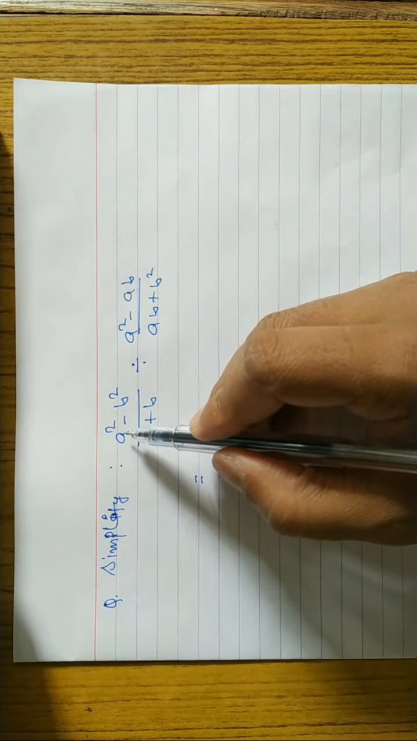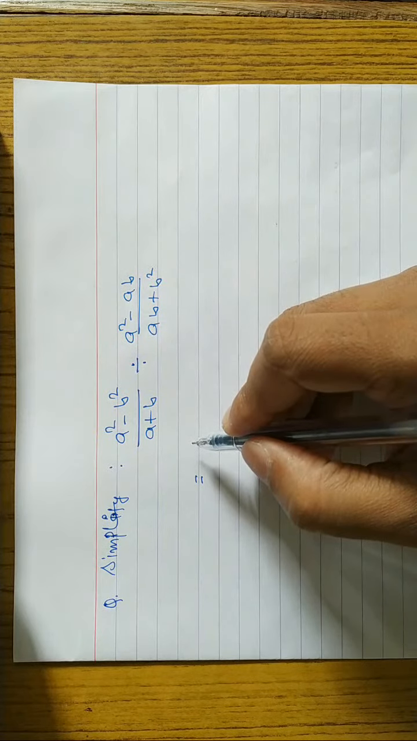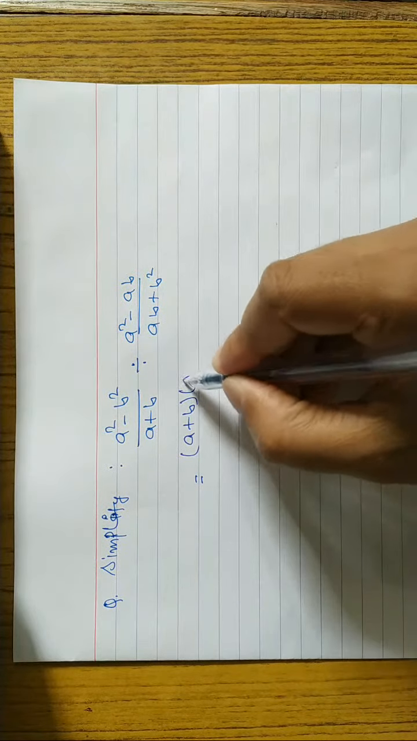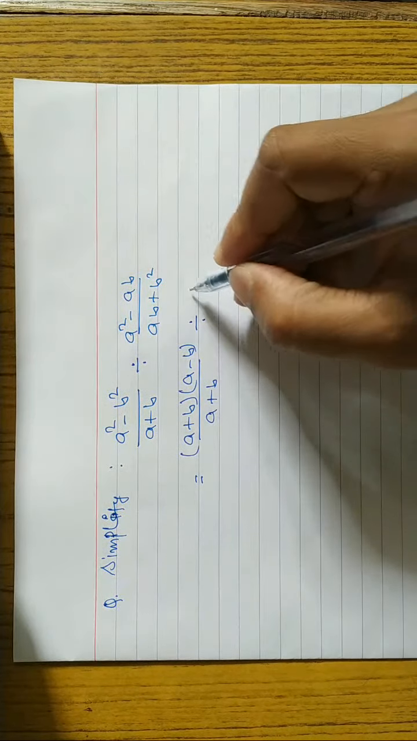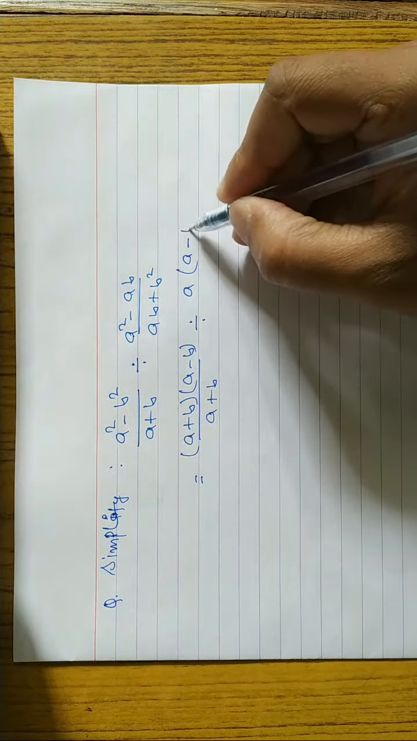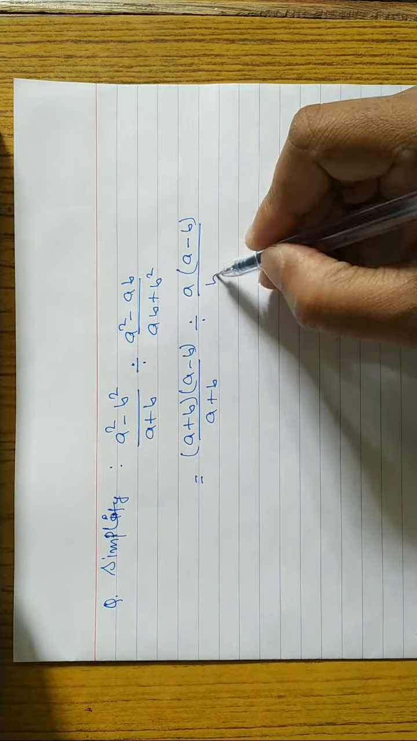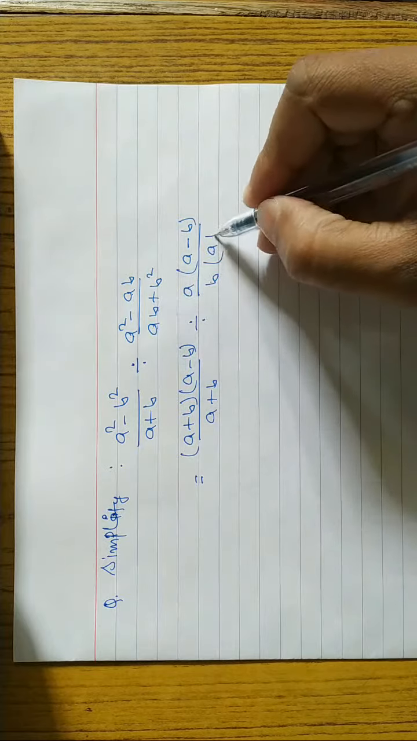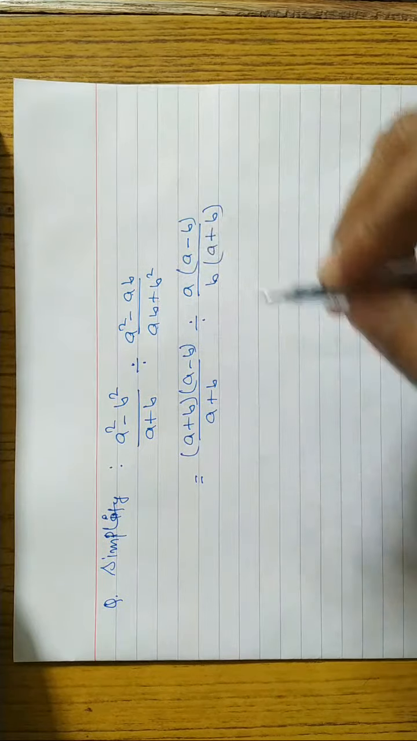Now you can see this is in the form of a square minus b square, so we write the formula: a plus b, a minus b, divided by a plus b. Divide. Here in a square minus ab we can take a common, and the remaining is a minus b, divided by ab plus b square. Here is b, here b square, so we can take b common, and the remaining is a plus b, because b is already common, here is a, so a, here is plus, so plus b into b, it will be b square.